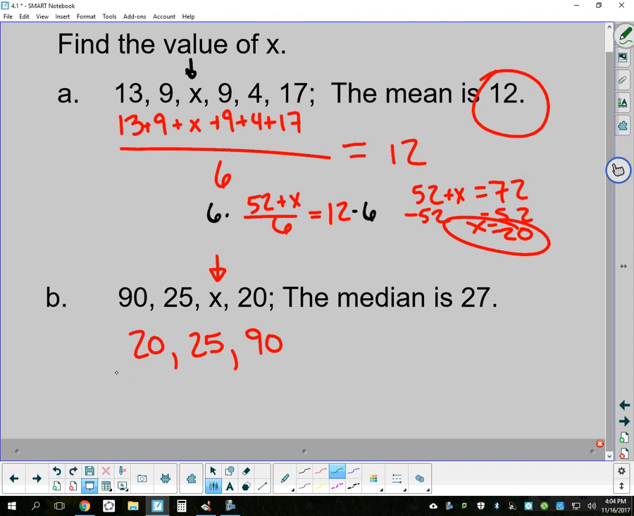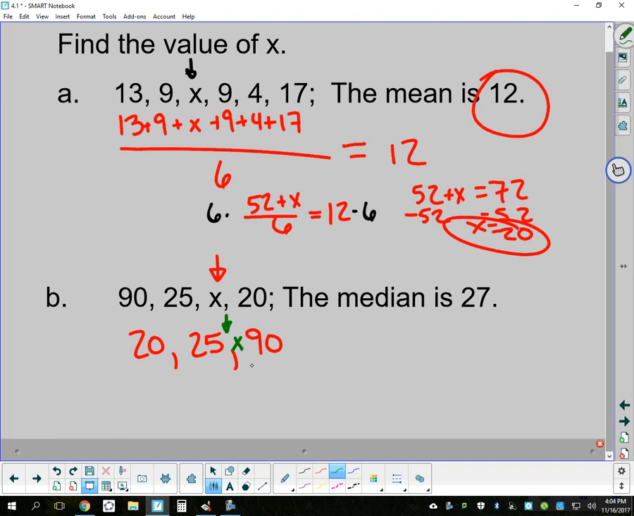If we put the x in the next available spot, which would be between the 20 and the 25, then your median would be in between these two numbers. It'd be between 25 and something that's smaller than 25. Well, 27 does not fit that criteria. So if we put it in the next spot here, your median is in between, because 2 on each side. It'd be between 25 and something that's bigger than it, but definitely smaller than 90.